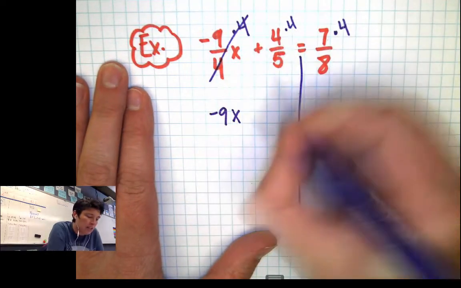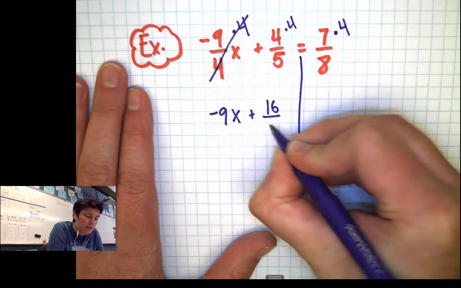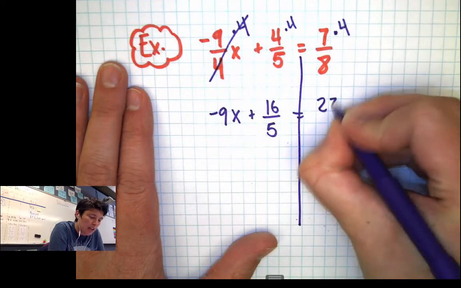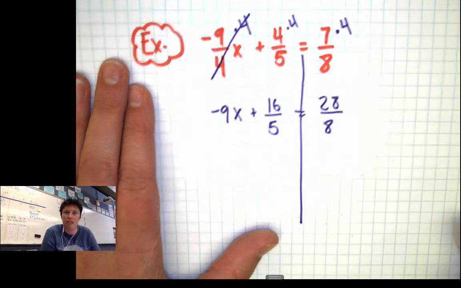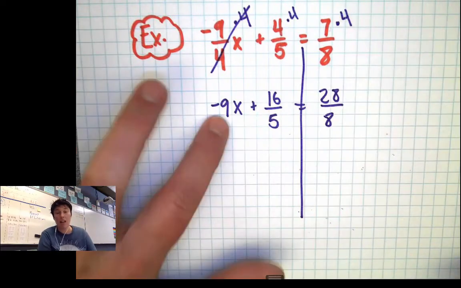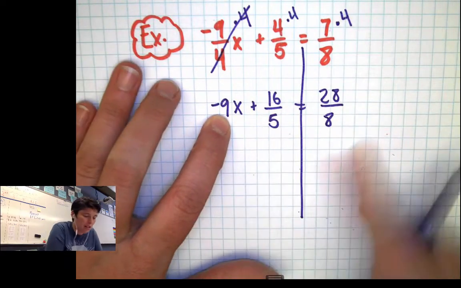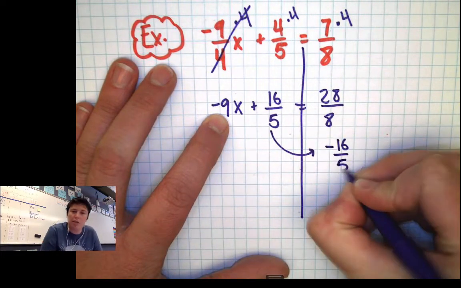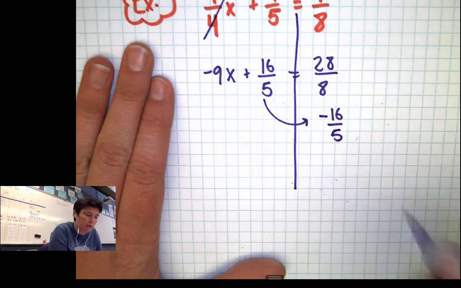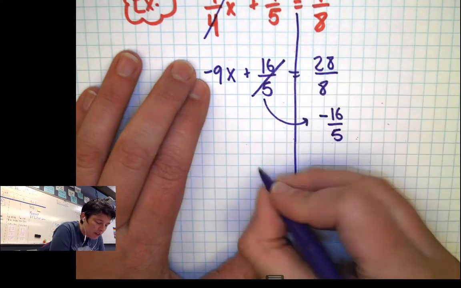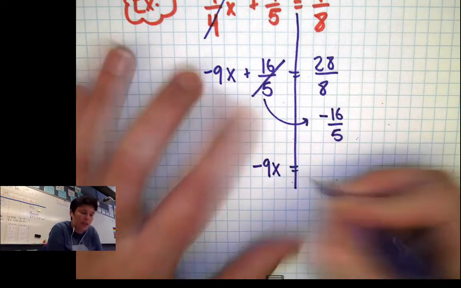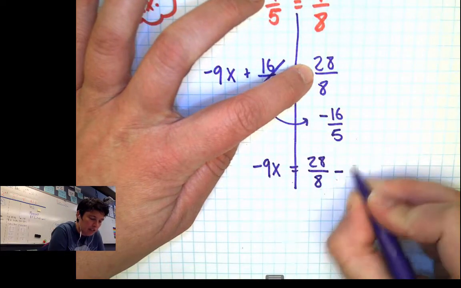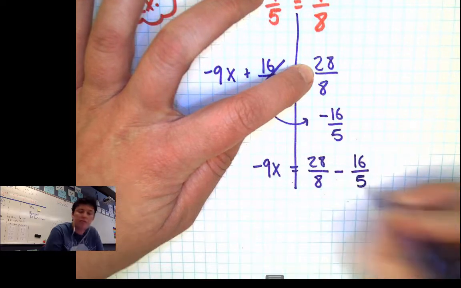4 times 4 is going to give me a 16/5. And 7 times 4 is going to give me a 28/8. Nice. Okay, so now what? Well, I'm trying to get x by itself. So this 16/5 better move over to a negative 16/5. I think that would be a smart move. So what am I going to have? Well, this will be gone. I'll still have a negative 9x. Over here, I'm going to have 28/8 minus 16/5. That's pretty.